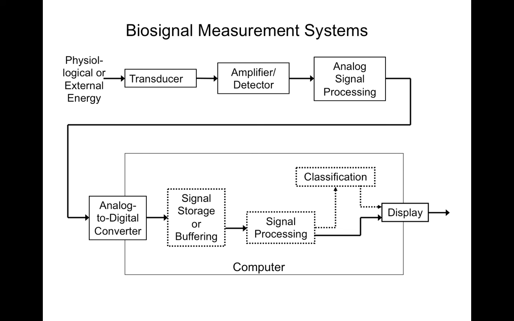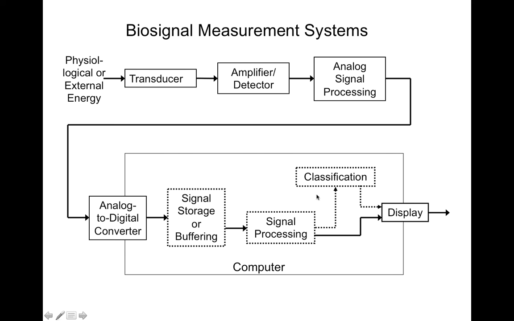So the output from the analog signal processing step typically then goes to an analog to digital converter. There is some buffering or signal storage that takes place, and usually everything here is done within a computer. There's then some signal processing that takes place once the signal has been stored, and then it can be sent to a classification system, or it can be sent directly to a display.